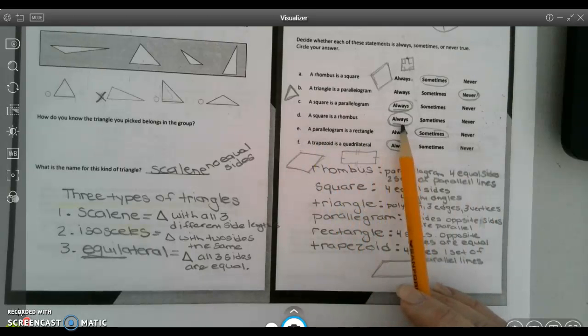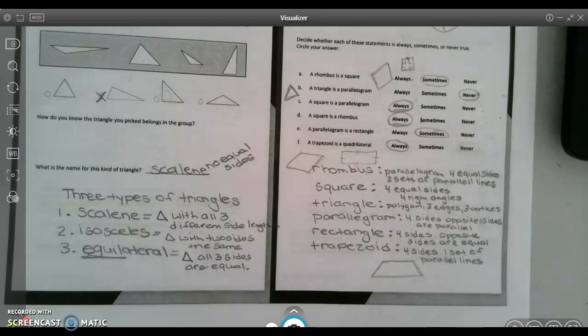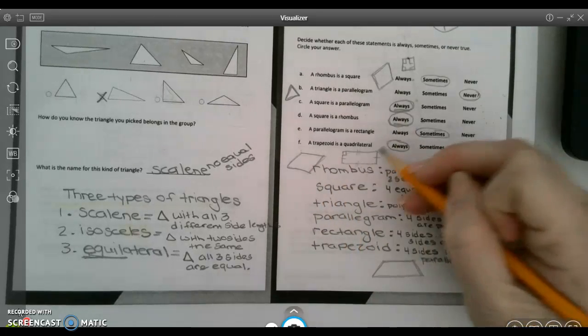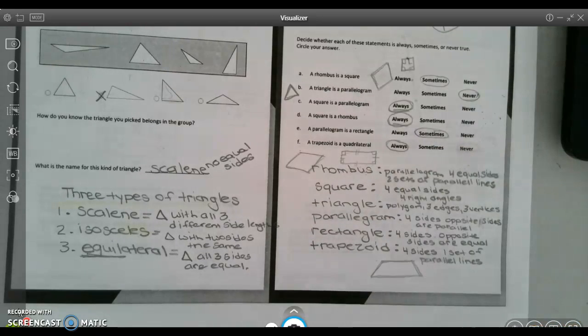A square is always a rhombus because it's a parallelogram with 4 equal sides and 2 sets of parallel lines. A parallelogram is a rectangle. Well, I drew this picture here. Here's a parallelogram and here's a rectangle. Not always is a parallelogram a rectangle because a rectangle also has the right angles at 90 degrees. So that is hard. And then a trapezoid is a quadrilateral.